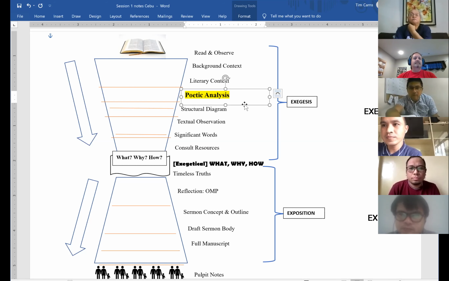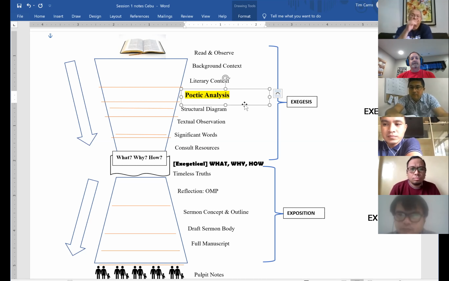Pastor, were you asking for the background context from the specific book that is being studied? Yeah. Based on the passage or the book, if it's a letter, we can get the background context from either the greeting or the opening verse. From a narrative, we can see the background or context from the setting, things like that.